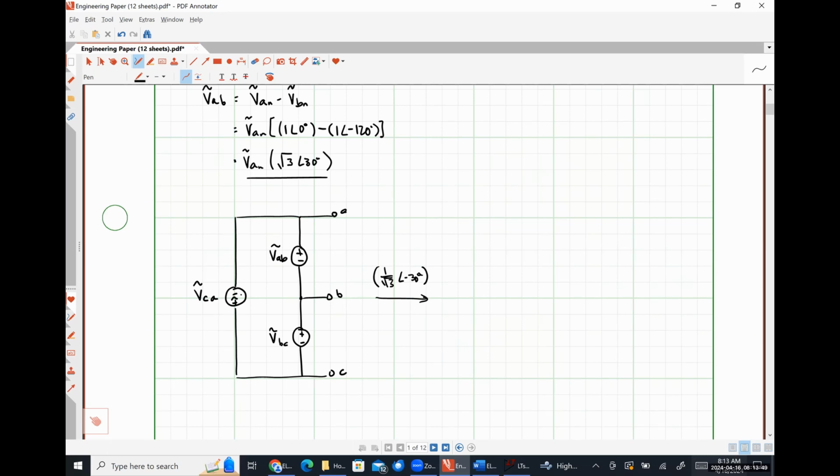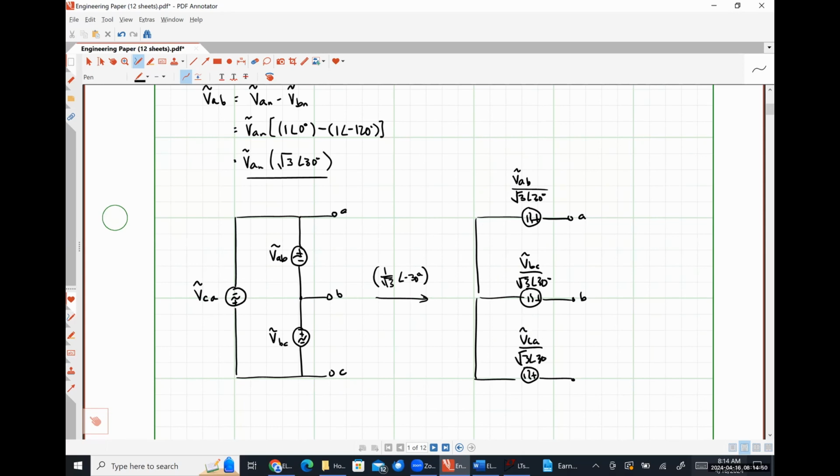Yeah, it doesn't matter. I just, here. There you go. Nope, just forgot to draw it. Literally doesn't matter at all. So this guy is going to be VAB over √3 angle 30. This will be VBC over √3 angle 30. And this will be VCA over √3 angle 30.